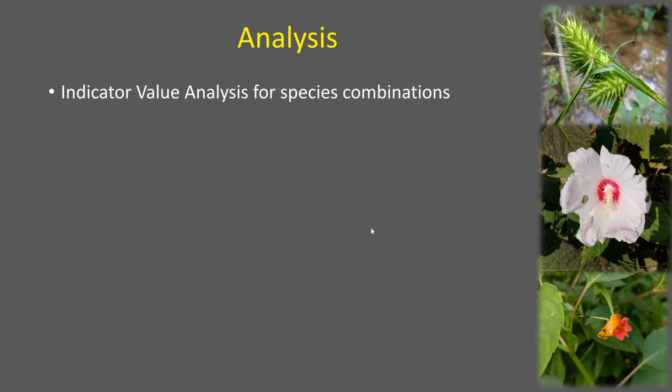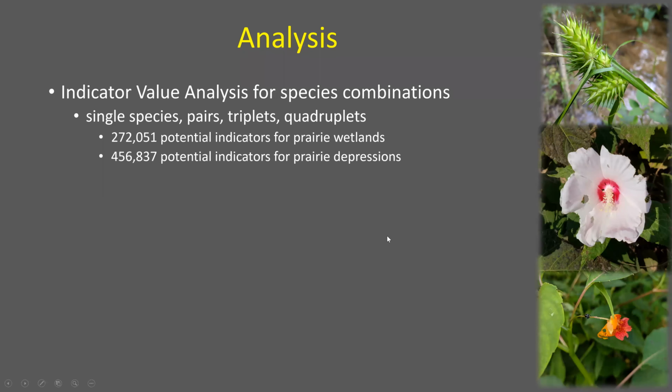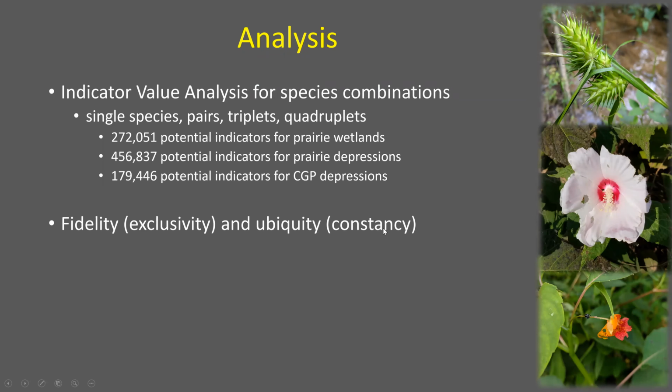For our analysis, we used the indicator value analysis for species combinations, and we used combinations, meaning pairs, triplets, and quadruplets, in addition to singletons in our input matrix, under the assumption that multi-species indicators cover more niche space and environmental heterogeneity than any single species would, and thus they would offer stronger indicator values. And we found a whole bunch of potential indicators at 3 different levels.